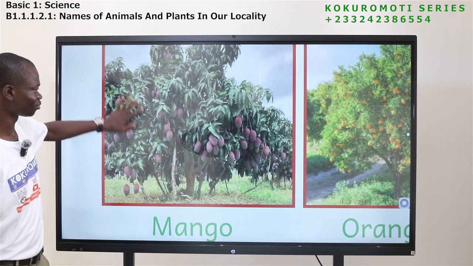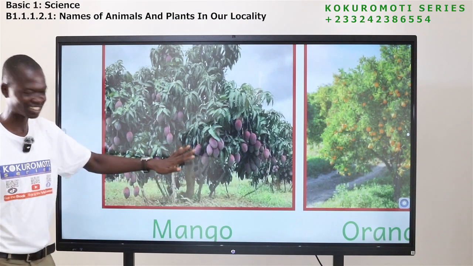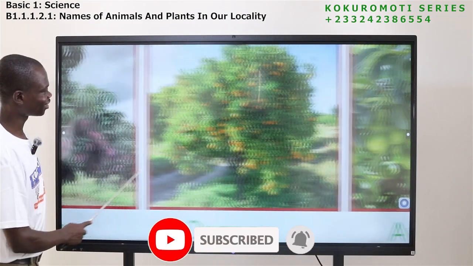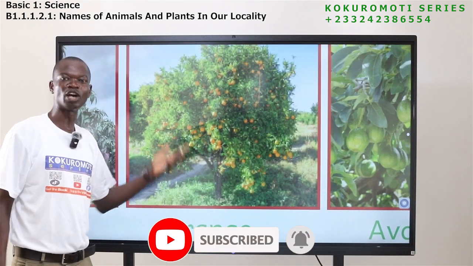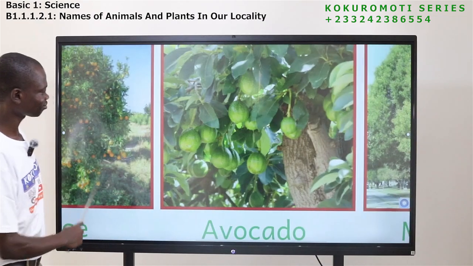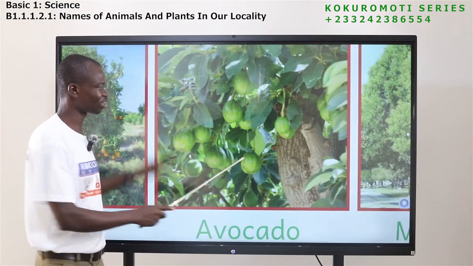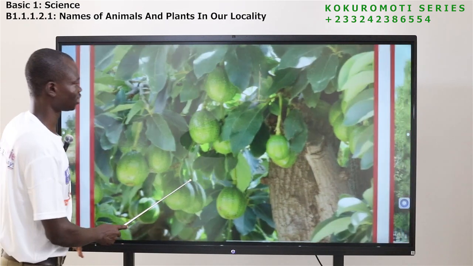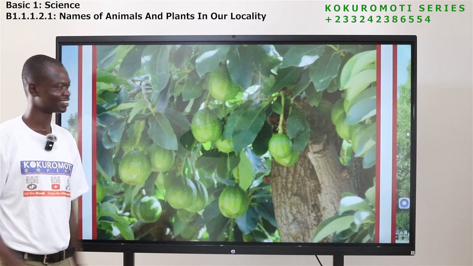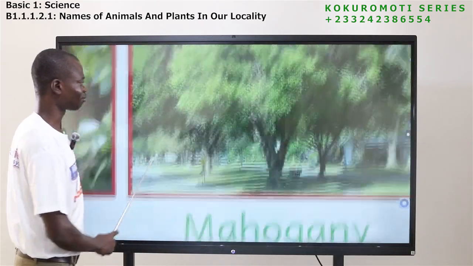This is mango. We call it a mango. The local name, a mango. This is what? Orange. We call it a kutu. Okay. This is avocado. We call it paya. Okay. The next one is what? Mahogany.